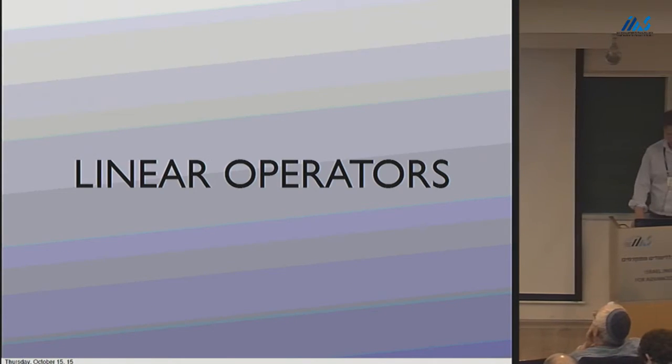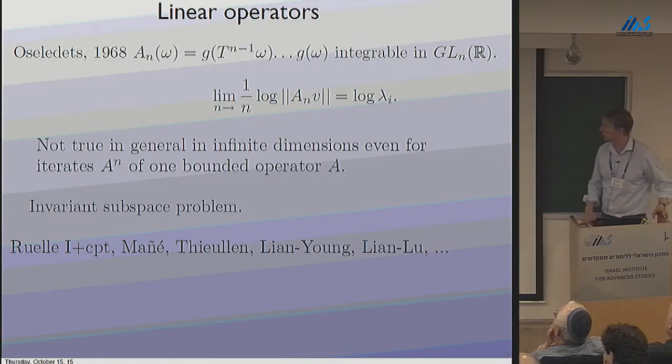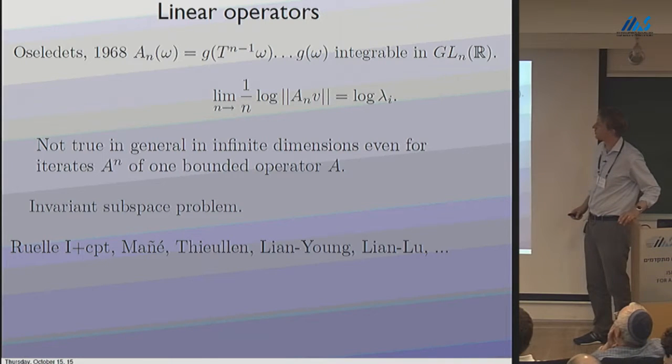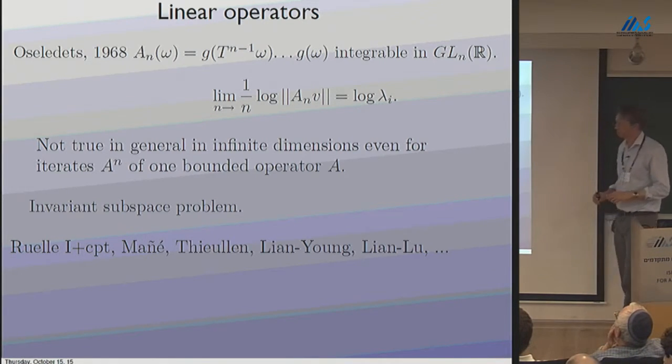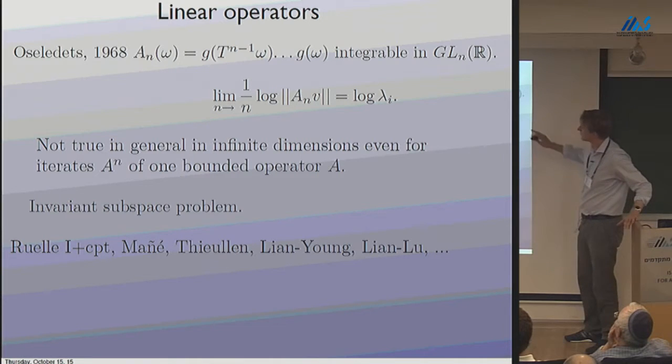Okay. So going to linear operators, to finish. I should maybe mention the multiplicative ergodic theorem of Oseledets, published in '68. There was also some other version, I have been told, by Millionshchikov around the same time, but I don't know exactly the history of that.